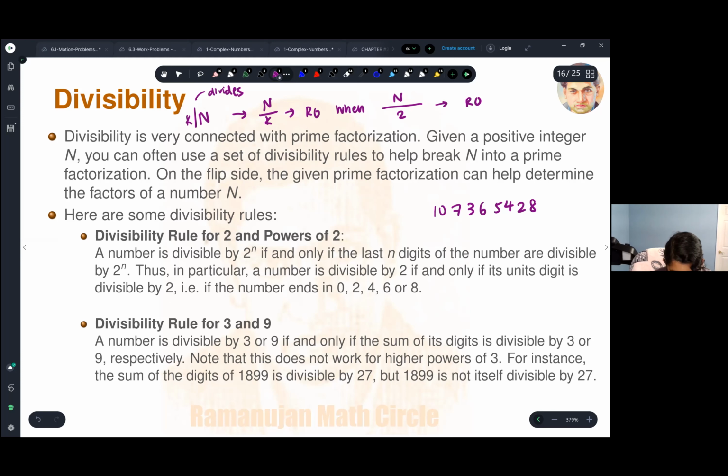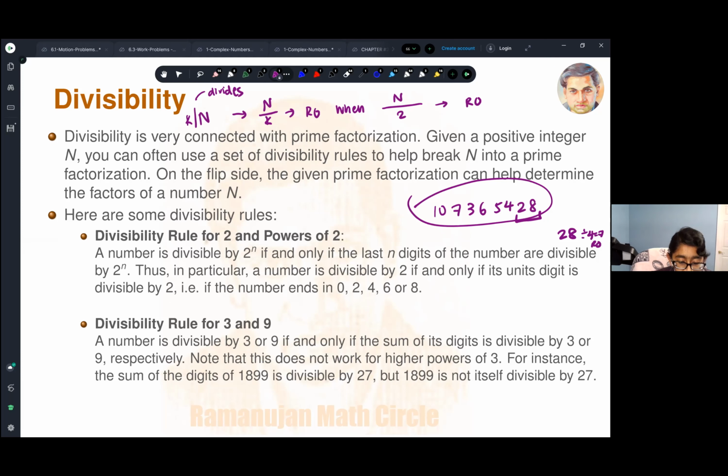So I want to know whether this number is divisible by 4, for example. I just take the last 2 digits, 2 and 8, and take the number that it forms. So the number it forms is 28. And I check if 28 is divisible by 4, and it is, right? Because 7 remainder is 0. So that means this whole huge number is divisible by 4, which is a really powerful method to figure out things.